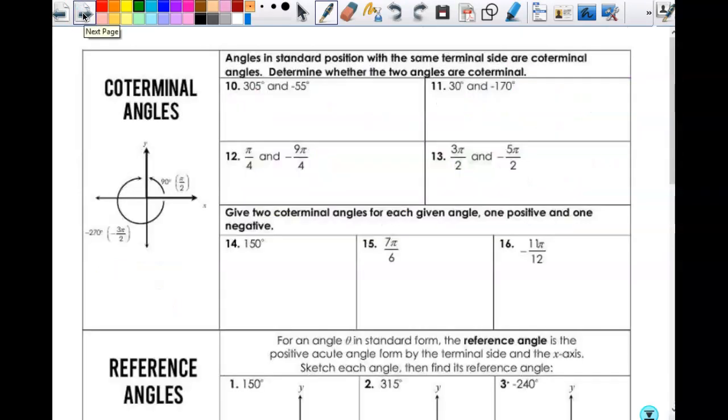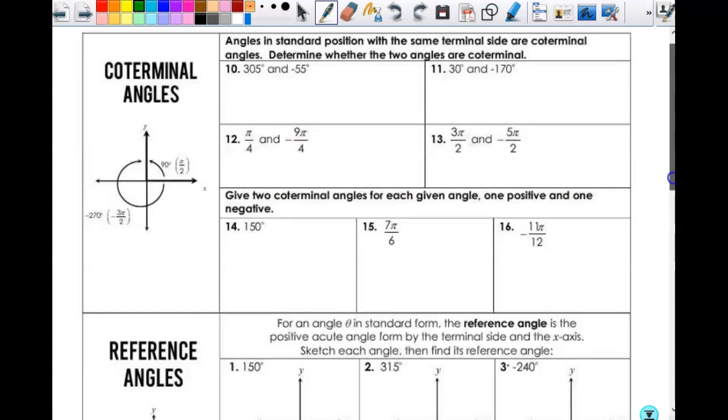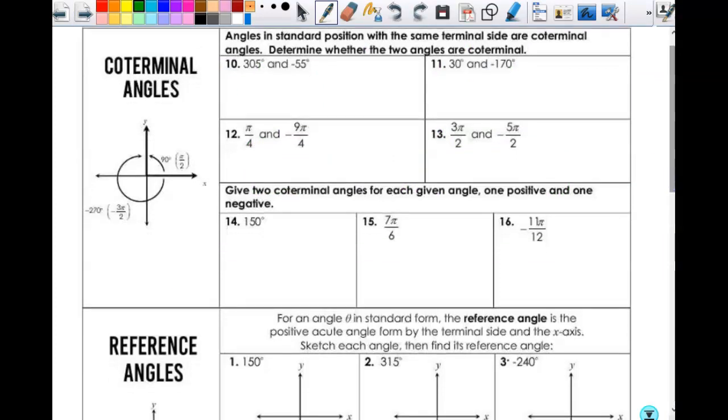So now, coterminal angles means two angles that terminate in the same spot, but they're not necessarily the same angle. So if we start here, right? Everybody starts at 0. I can go a positive 90 degrees or a negative 270 degrees, and I end up in the same spot, right?